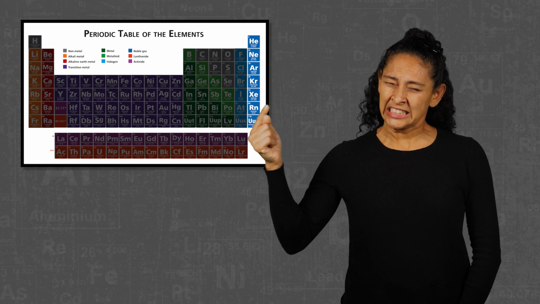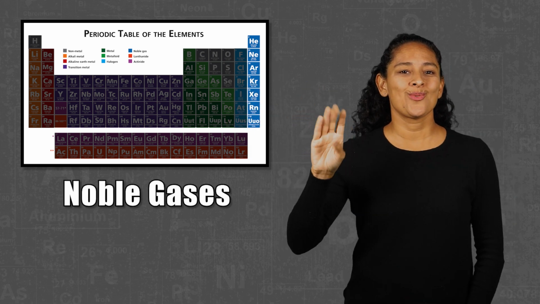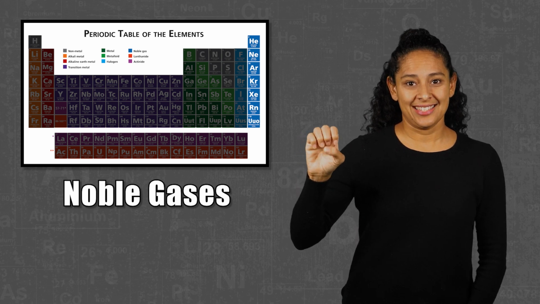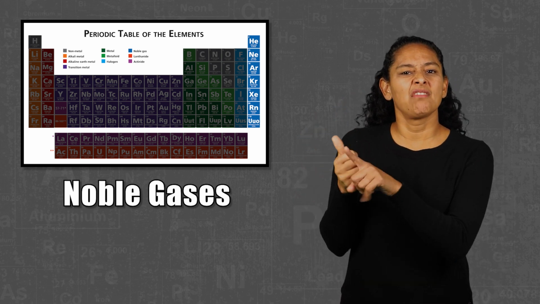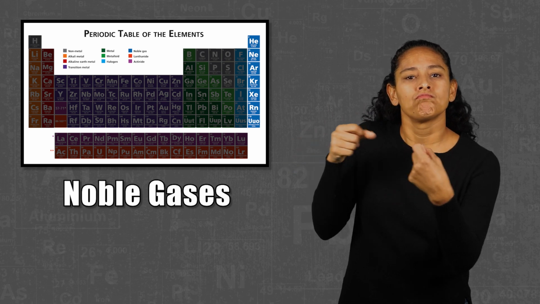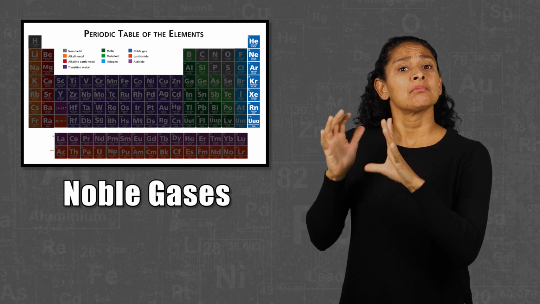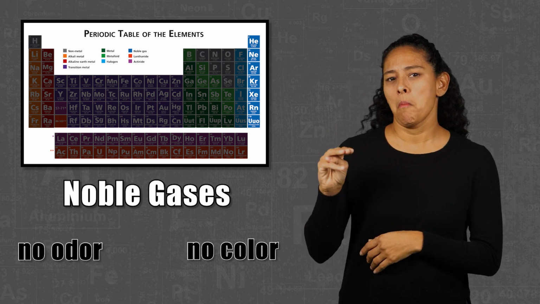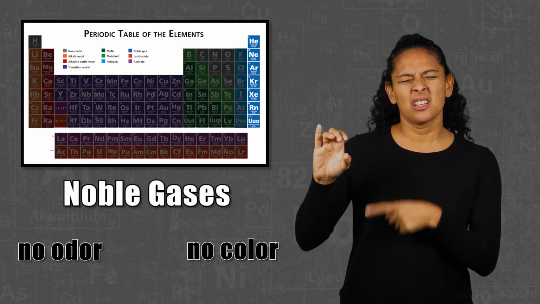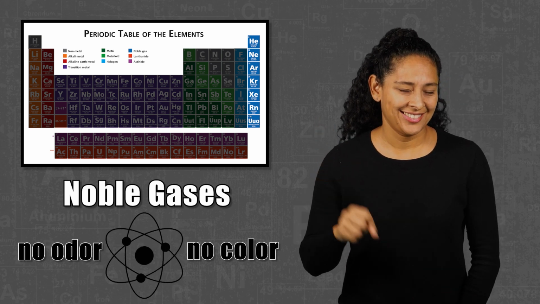On the far right of the table, we have noble gases. Noble gases often stay to themselves and don't react much with other elements. They are odorless, colorless, monatomic, meaning they only have one atom, gases.